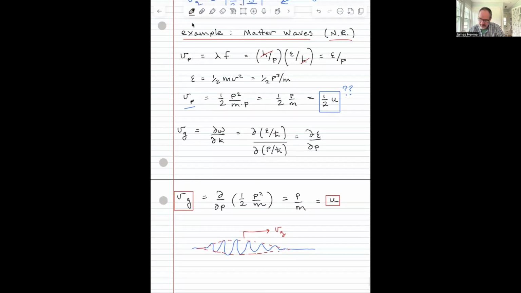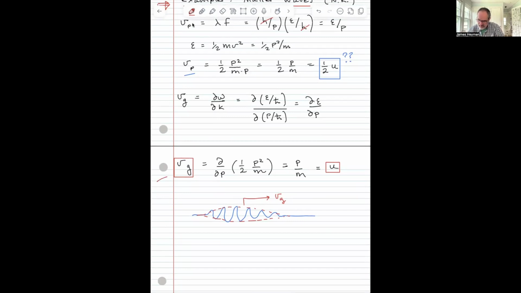Finally, we considered the really important example for us. We considered matter waves. And here, when we examined the phase velocity and the group velocity, we found that it's the group velocity, the velocity of the envelope of the wave packet, that corresponds to the classical notion of velocity of a particle. All right, I think we'll stop here.